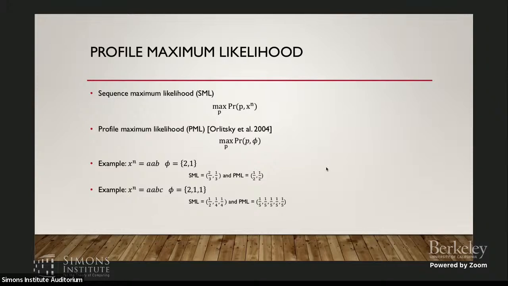Okay. An even more surprising example is the second one. Suppose your sequence is AABC, then note that the profile is 2, 1, 1. It's a multi-set, so I'm repeating 1 twice. 2 corresponds to A, 1 corresponds to B, and another 1 corresponds to C. The sequence maximum likelihood is again the empirical, it's half, 1/4, 1/4. But it turns out that the profile maximum likelihood is a uniform distribution over 5 domain elements. So note that you only observe 3 symbols, but it's assigning non-zero probability mass on these unseen symbols. So it's pretty exciting that it starts predicting that there exist these unseen symbols even with such few samples.